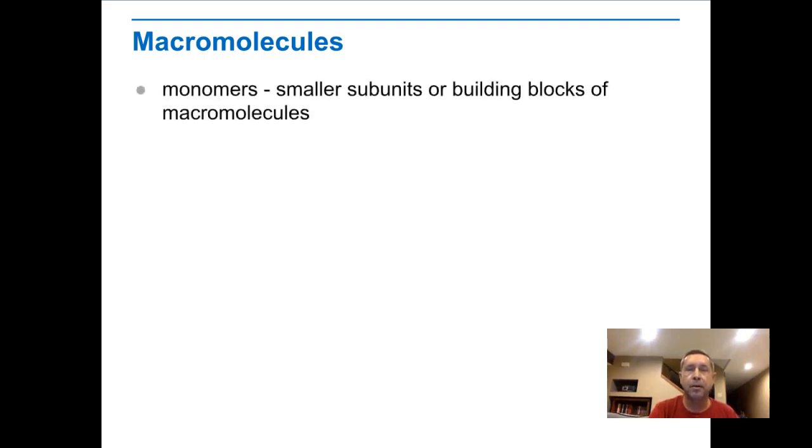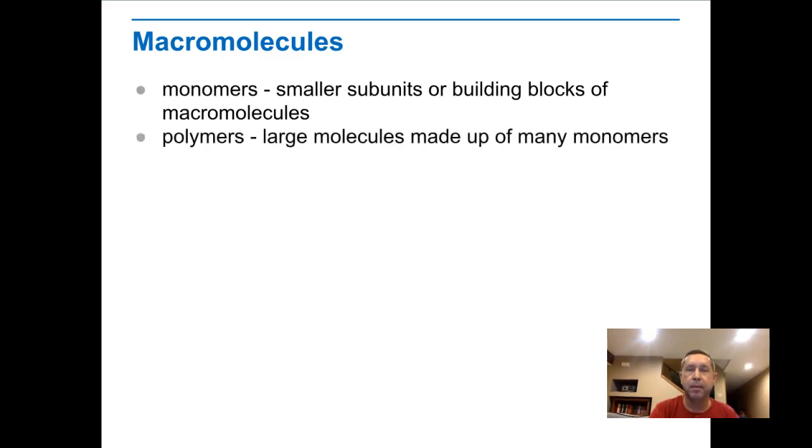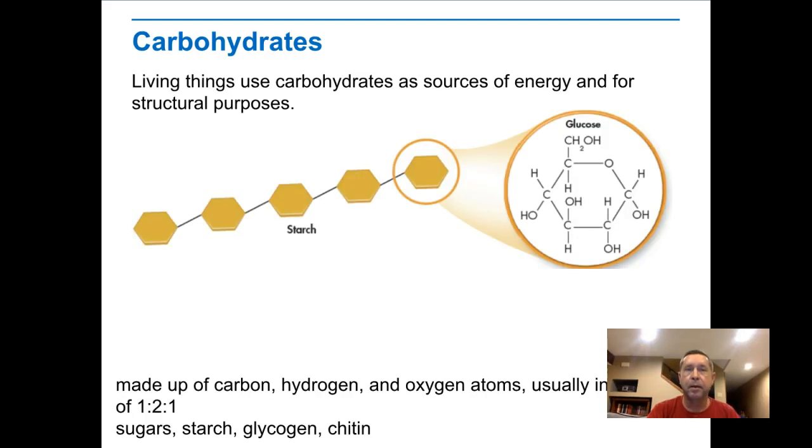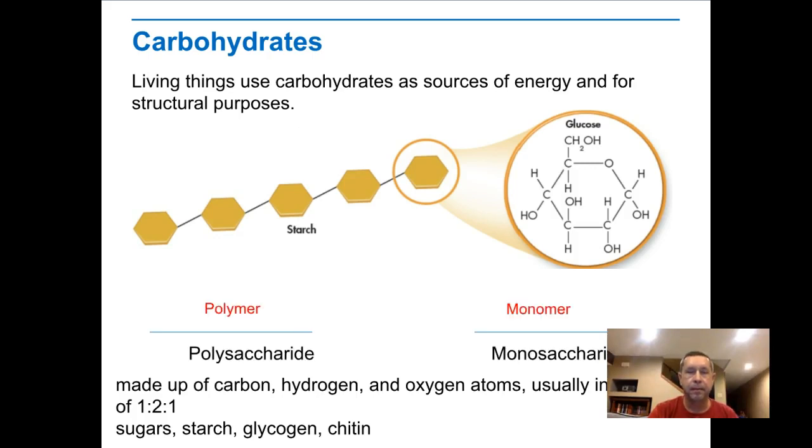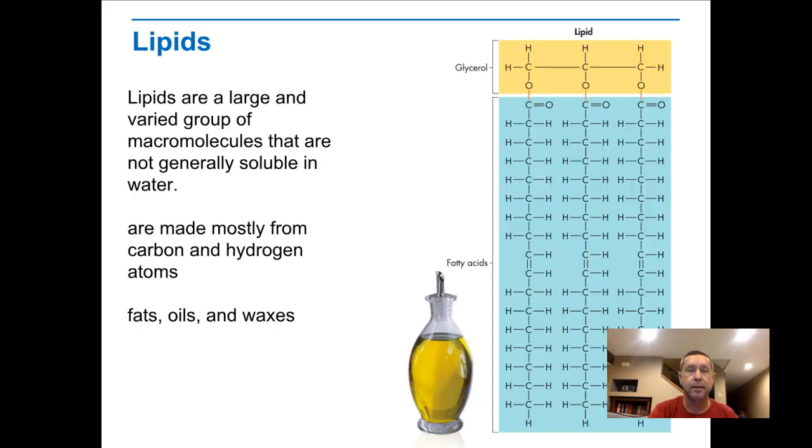So monomers are the small subunits or building blocks of macromolecules, and polymers are large molecules that are made up of many monomers. There's 4 kinds of organic molecules. Carbohydrates are one type. Living things use carbohydrates as a source of energy or for structural purposes. They're made up of carbon, hydrogen, and oxygen, usually in a ratio of 1 carbon to 2 hydrogens to 1 oxygen. And they make up things like sugars, starch, glycogen, and chitin. We call the monomers monosaccharides and the polymers polysaccharides.